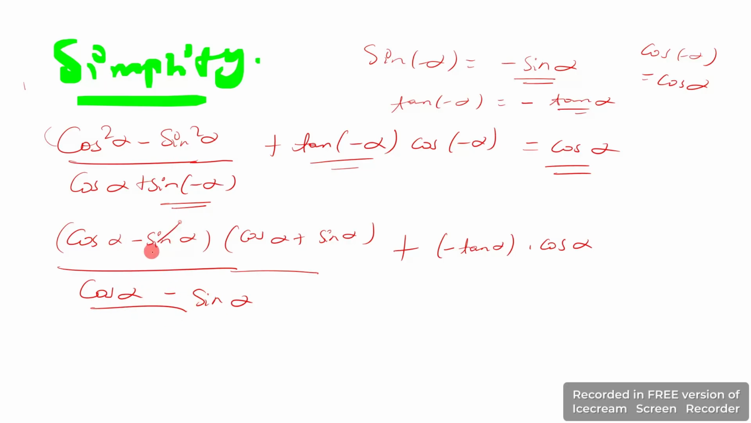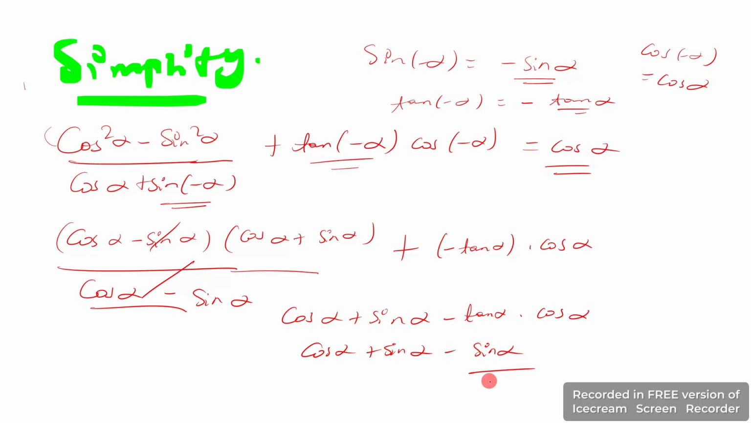So that means cos alpha minus sine alpha over cos alpha minus sine alpha, you cancel this one, then this will be cos alpha plus sine alpha minus tan alpha times cos alpha. So this will be cos alpha plus sine alpha minus sine alpha over cos alpha times cos alpha, because tan means sine over cosine. Then this will be cancelled by this, so it will be cos alpha.